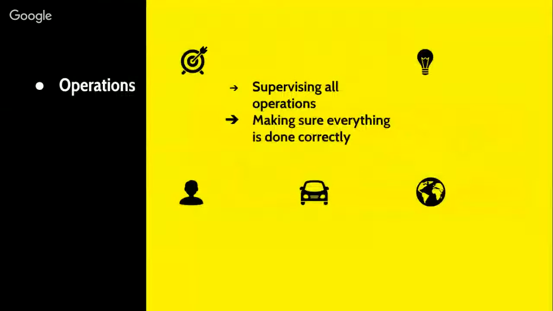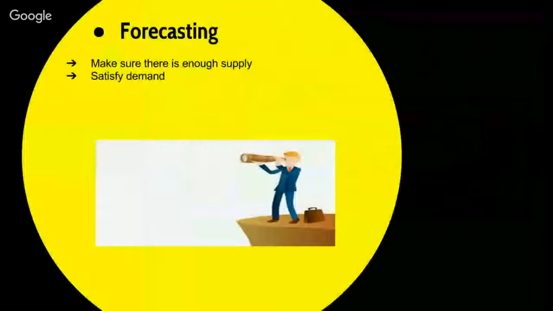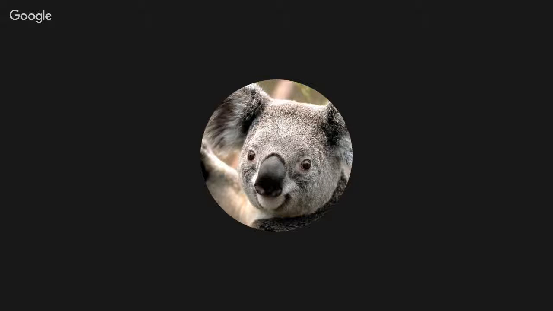Supervising all operations and making sure everything is done correctly is a key to the success of the supply chain management. Next in the supply chain management characteristics list is forecasting, which basically means anticipating any issues that may appear and making sure that there is always enough supply in order for demand to be satisfied.